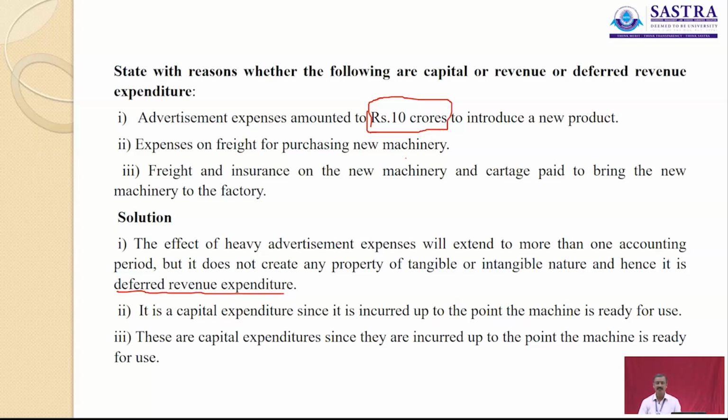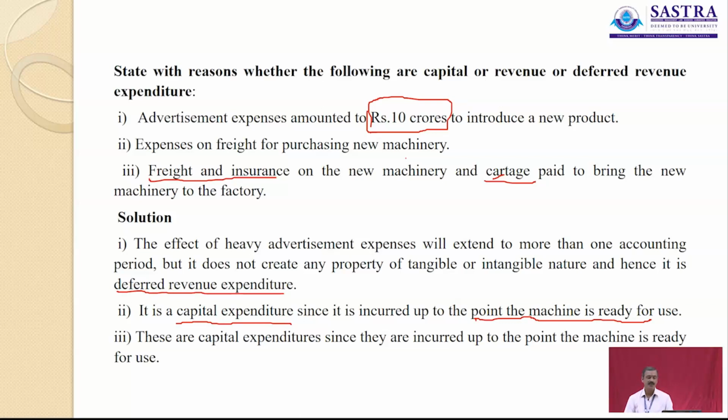When you purchase a machinery, it has to be taken to the premises, for which freight expenses are spent. See, that freight expense is to be added to the capital expenditure, that means the machinery expenditure. It is a capital expenditure since it is incurred up to the point where the machine is ready to be put to use. The third is freight and insurance on the new machinery and cartage paid to bring the new machinery to the factory. These expenditures are also capital expenditure.